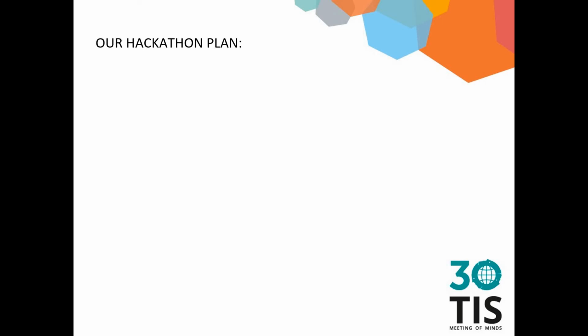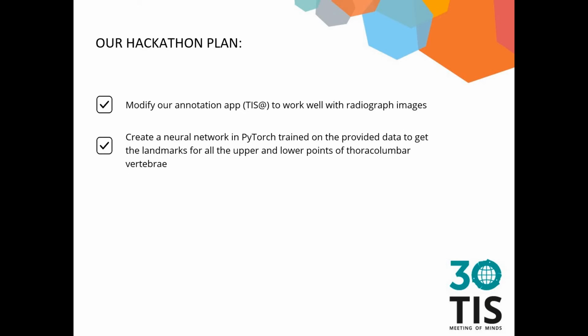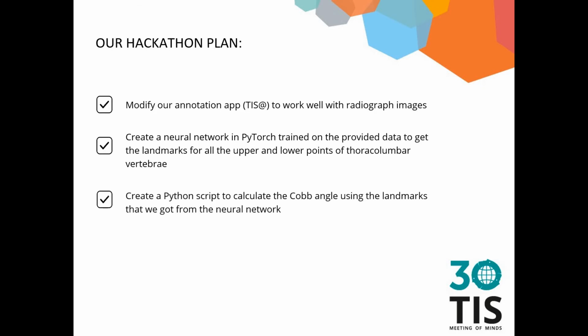Our hackathon plan was composed of modifying our annotation app, arTISts, to work well with radiograph images, creating a neural network in PyTorch trained on the provided data to get the landmarks for all the upper and lower points of thoracolumbar vertebrae, creating a Python script to calculate the Cobb angle using the landmarks that we got from the neural network, and creating a platform for measuring the Cobb angle. During this hackathon, we managed to do everything except the last point.